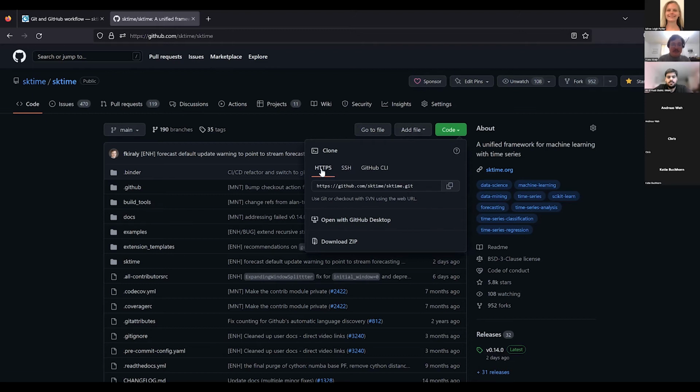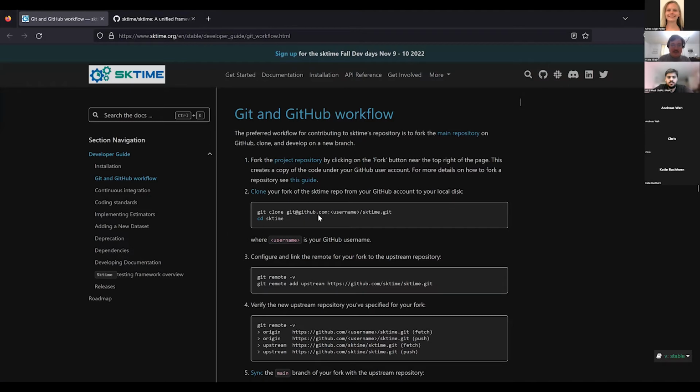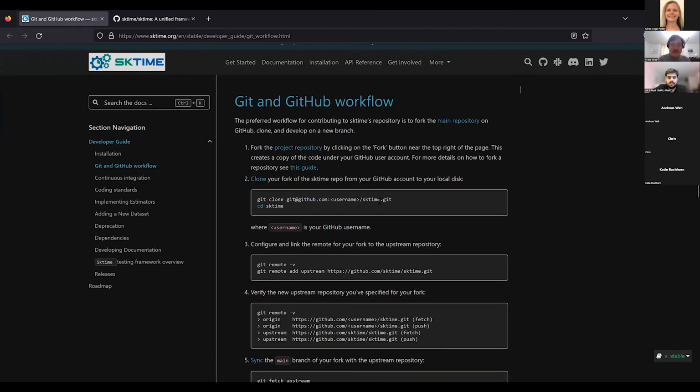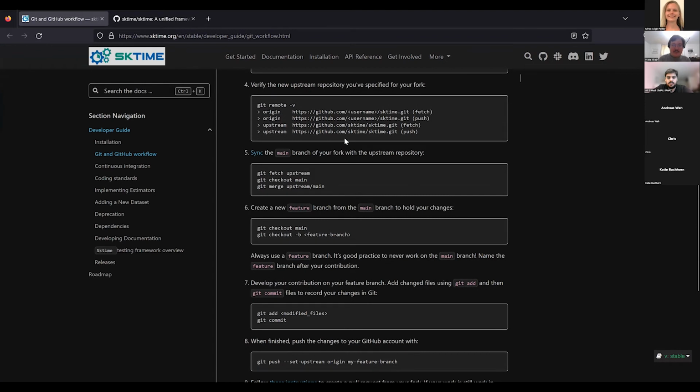Alternatively, you can do this via the HTTPS URL of the repository. So this is what you need in the console commands for Git. You would git clone, from your fork, right? From your fork, it would look like this. And so you also need to configure the remote upstream. That's the main repository, so that's the URL here. And so sync.